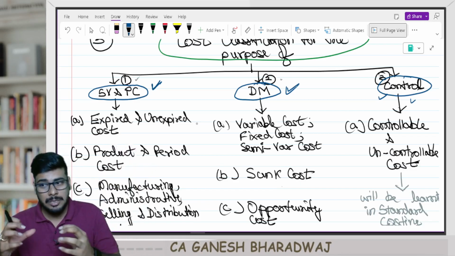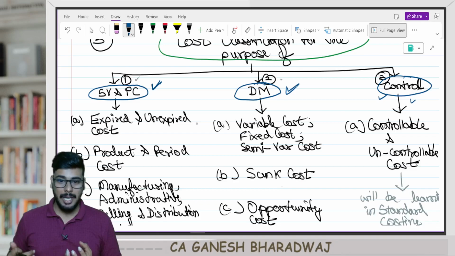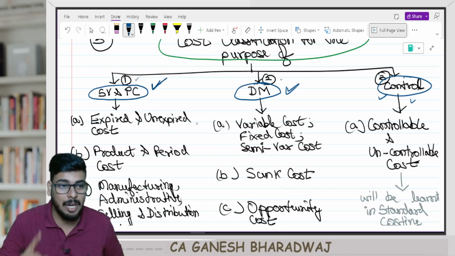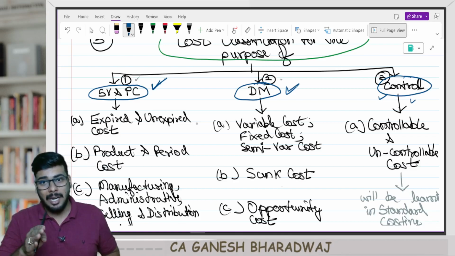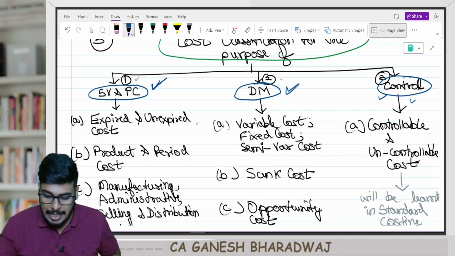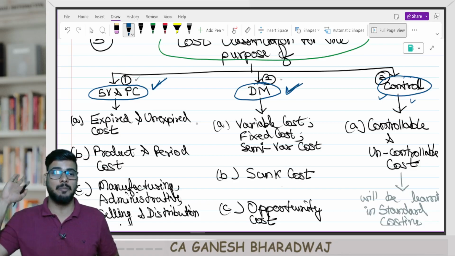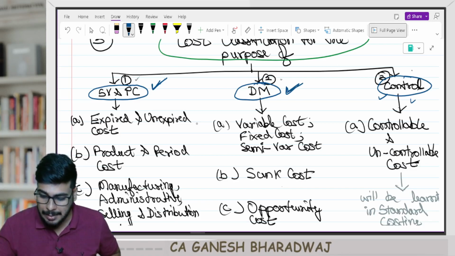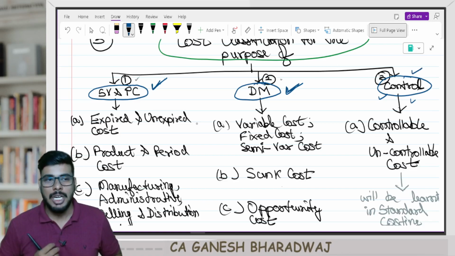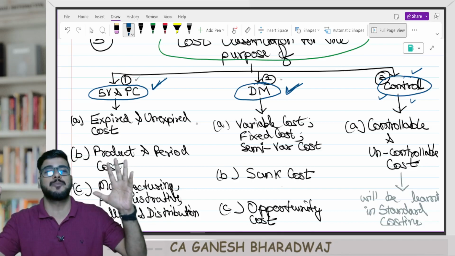Now, certain chapters in our subject help achieve objective number 1, that is stock valuation and profit computation. There are certain chapters that help achieve objective number 2, decision making. There are certain chapters that help achieve the objective of control. Now, the problem is students don't know that there are 3 objectives in the subject.